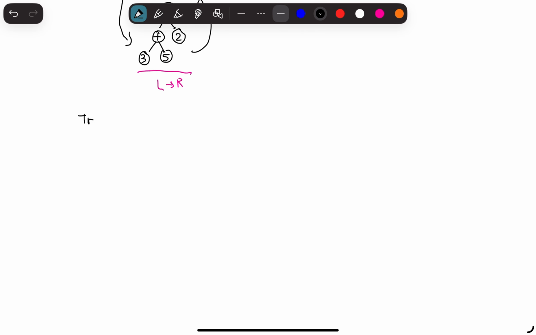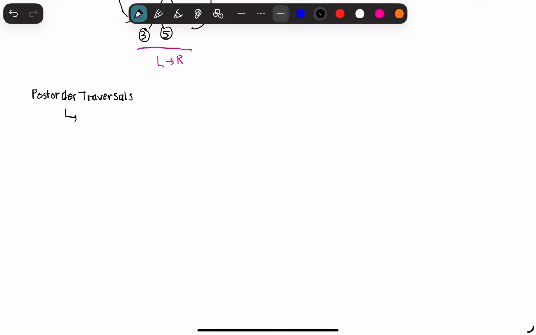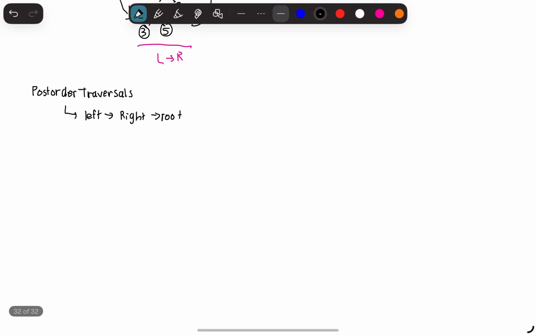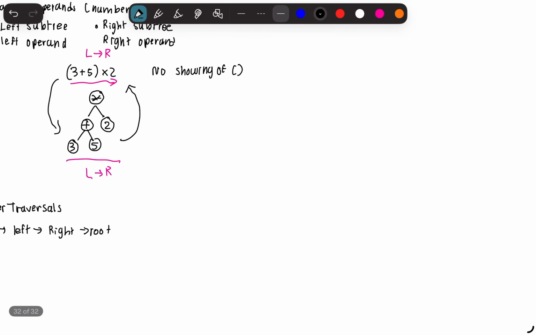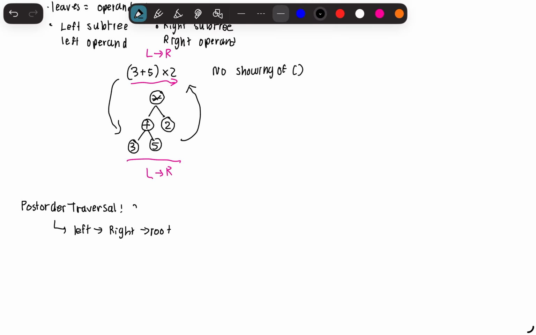Most specifically, we're going to do post-order traversals for our BET trees. Post-order means you evaluate the left, then you evaluate the right, then you evaluate the root. And we're going to do this with stacks as well. So let's do this one. How are we going to get our postfix form? Our postfix form here is going to be 3, 5, plus, 2, times. But how do we get this?